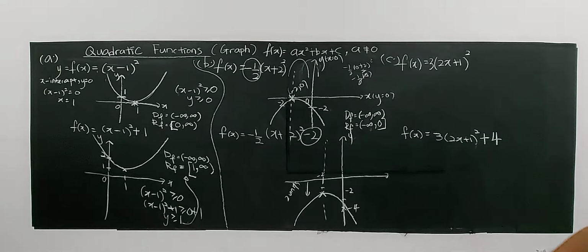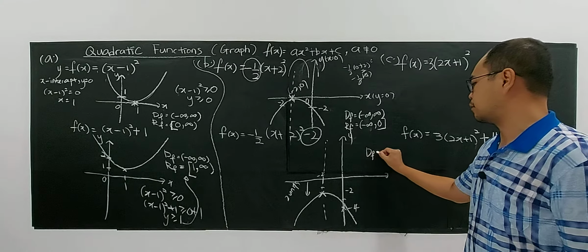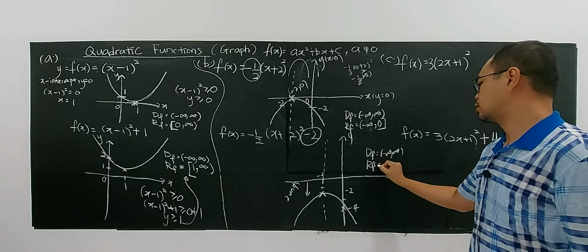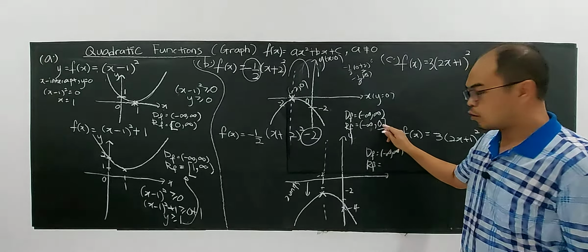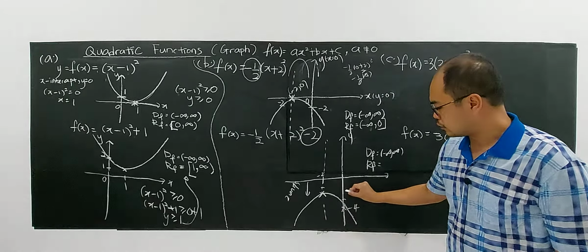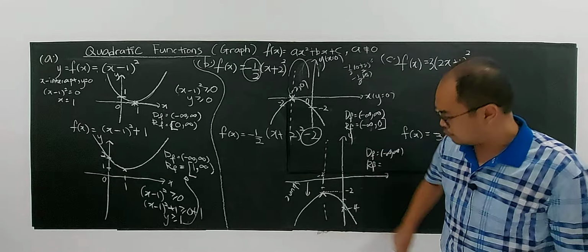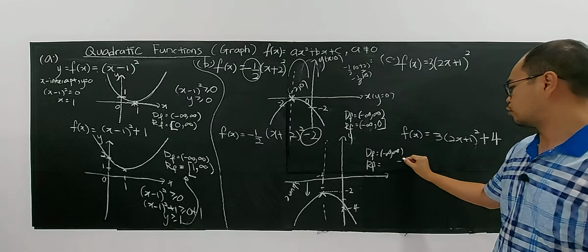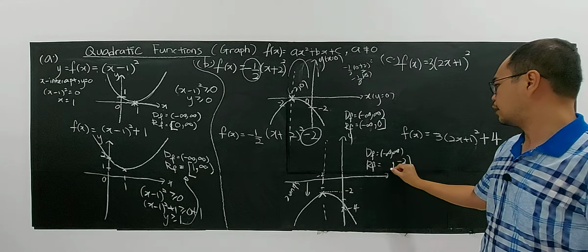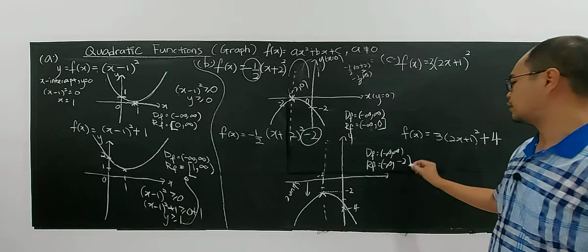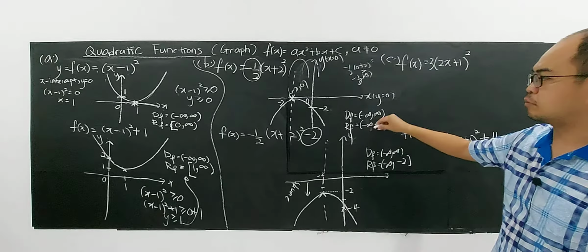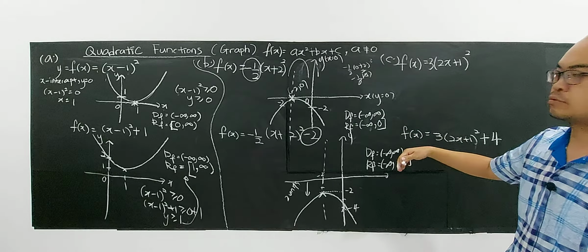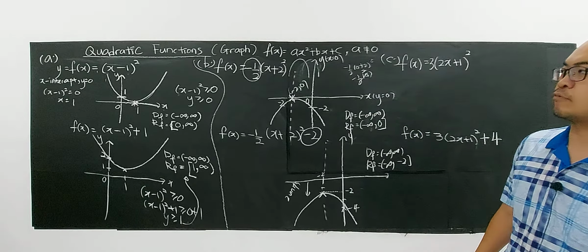So of course the domain will still be the same, but the range will no longer be up to 0, because now the maximum is at negative 2, not at 0. So you have to change this to negative infinity to negative 2. Look at the difference between these two. What will affect the range of the quadratic function?